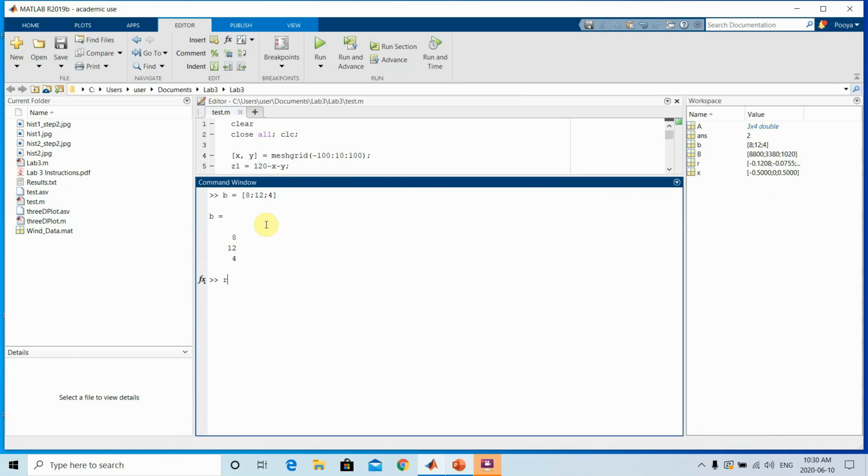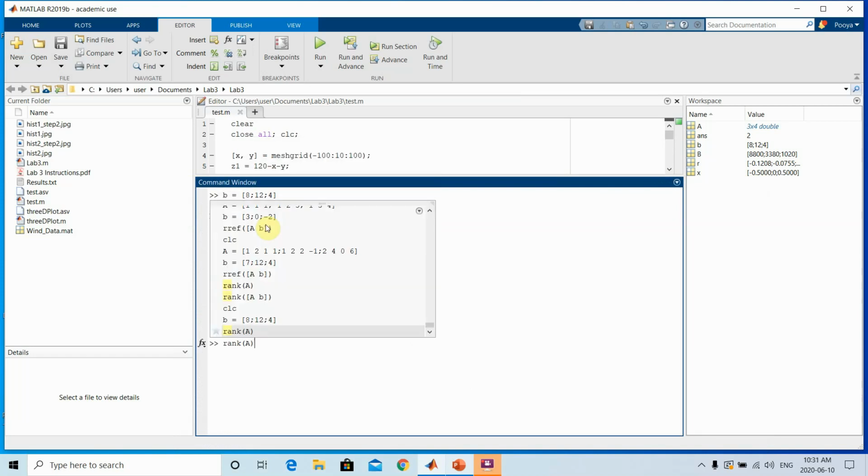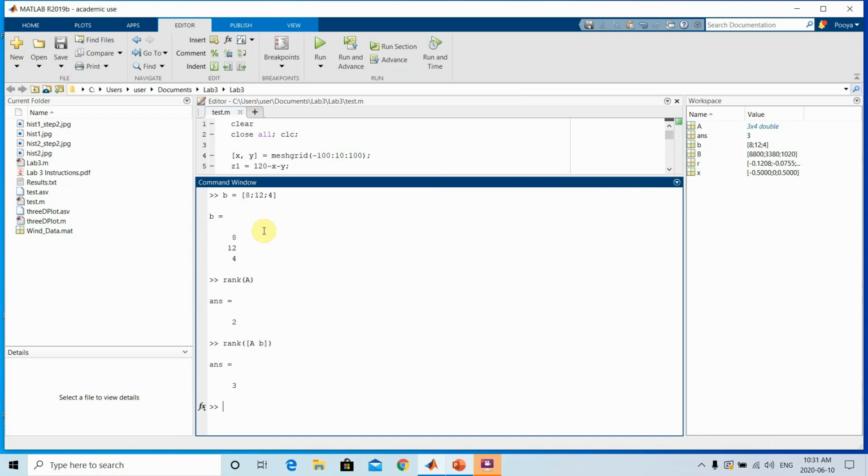Okay, let's look at the rank of A, and let's look at the rank of AB. These two are not equal, so this system has no solutions. Let's look at the reduced row echelon form.